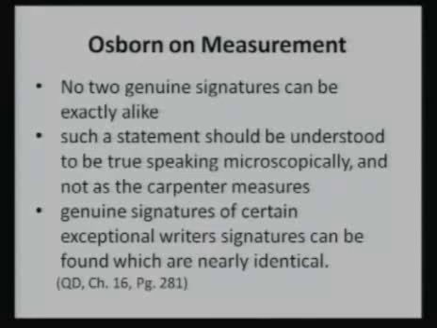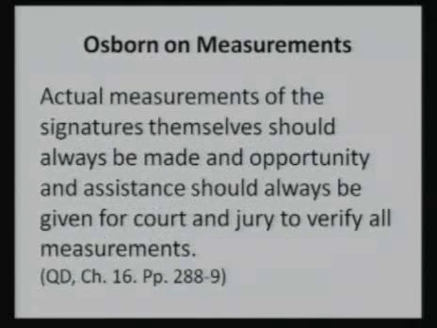Genuine signatures of certain exceptional writers can be found which are nearly identical. Several years later, John Harris also found the same thing in a paper he wrote, where he looked at, I think, people writing the name John Smith, and lots of them were very, very close together. Actual measurements of the signatures themselves should always be made, and opportunity and assistance should always be given for court and jury to verify all measurements.